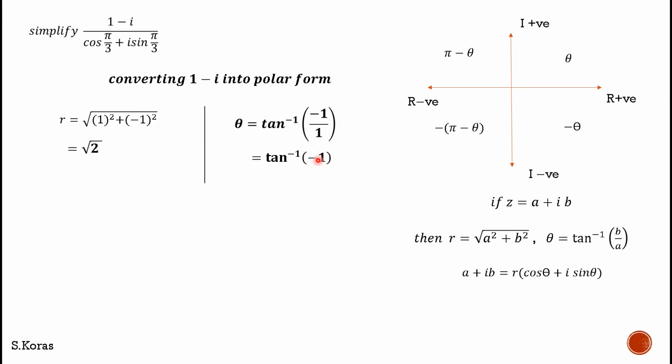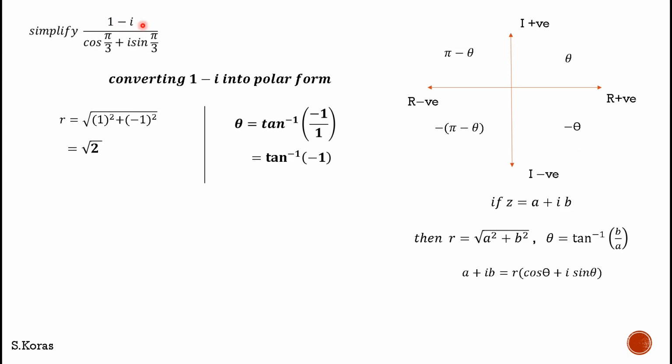As I told you, whether you are receiving a negative answer or a positive answer, just ignore this negativity. Simply think of tan inverse of 1. For what angle will we get tan inverse of 1? That is for 45 degrees, that is pi by 4. So that answer is pi by 4. Keep it in mind. Now come to this graph to see where our complex number occurs.